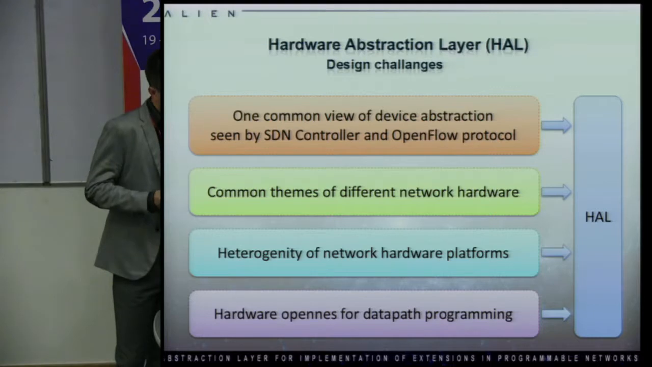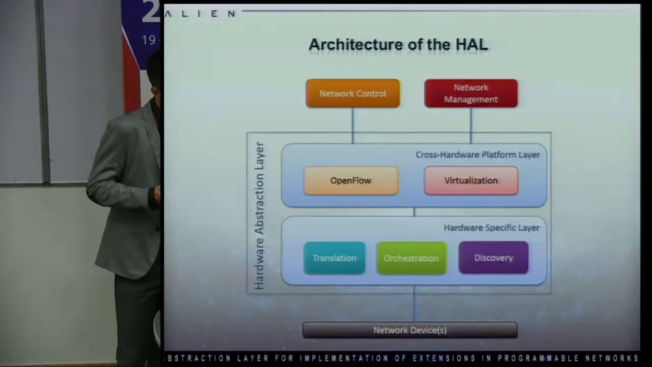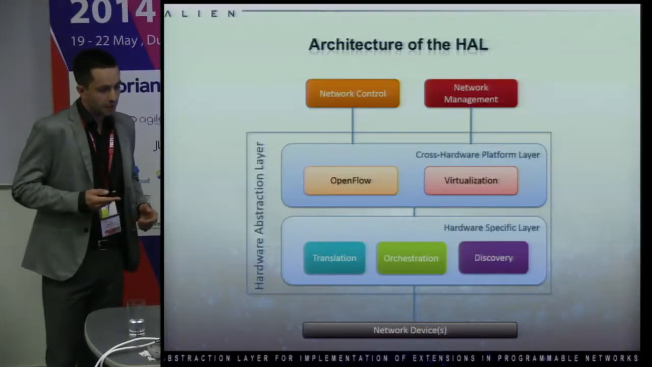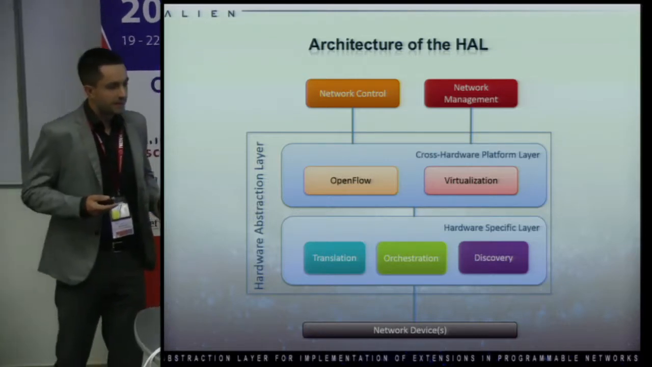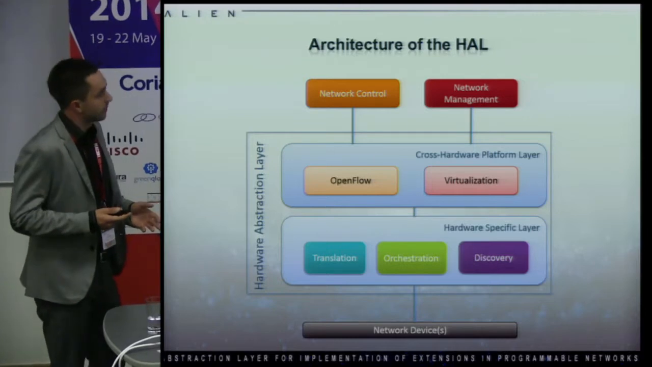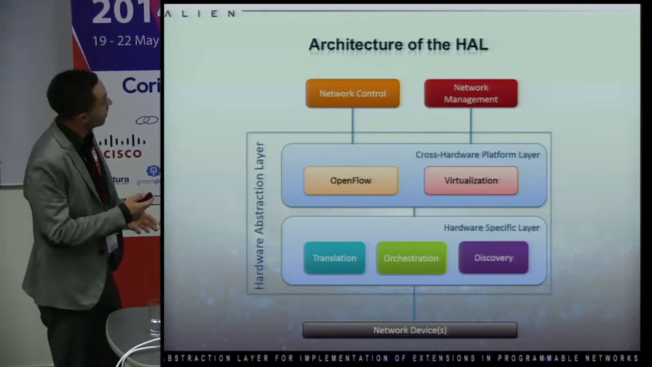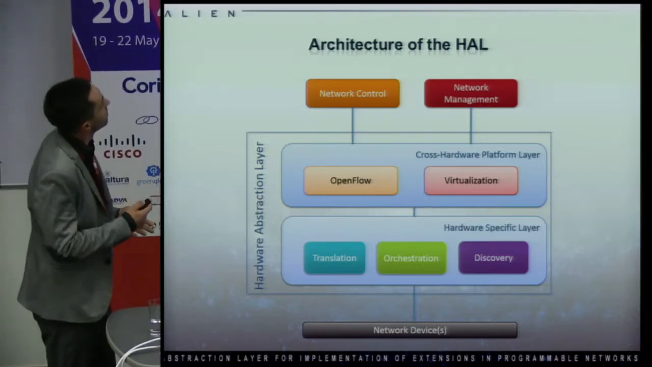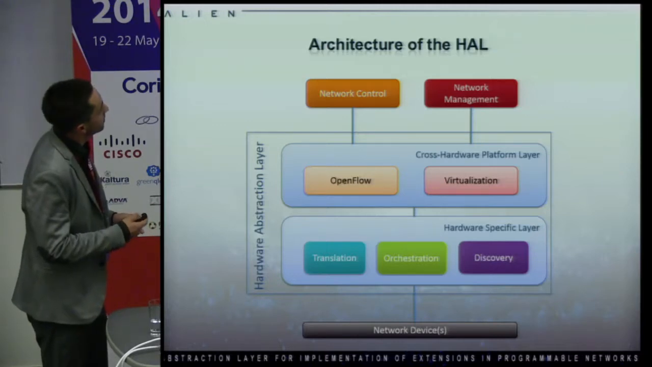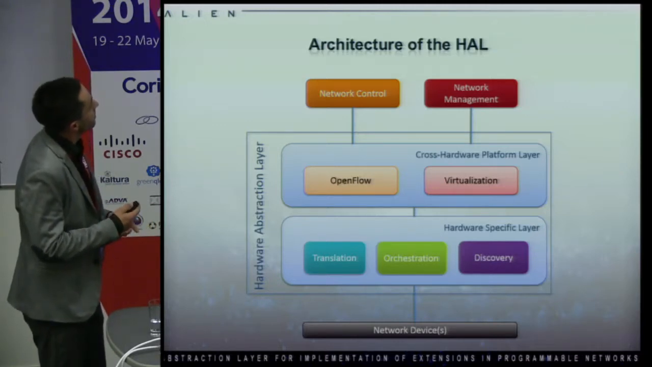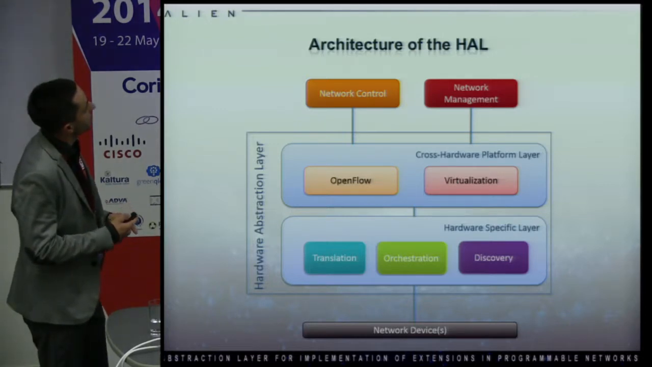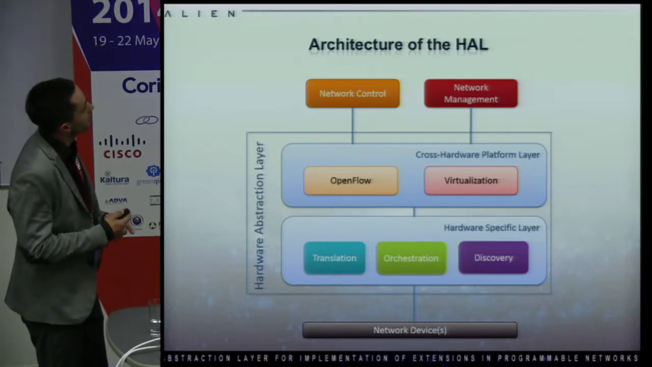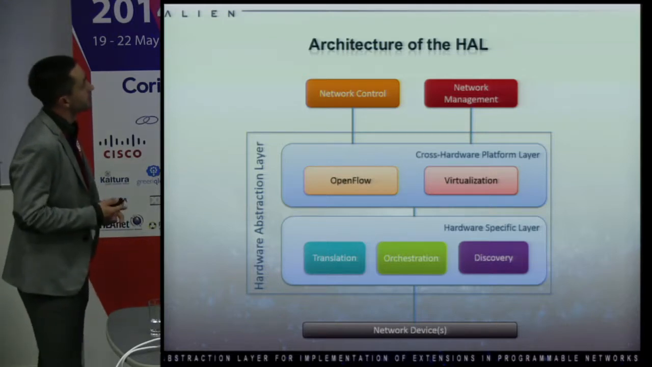And here is the architecture. You can see that the hardware abstraction layer sits between the control and management from the north, and just above the network devices it is split into two sublayers, the cross-hardware platform layer and the hardware-specific layer, with some functional components.